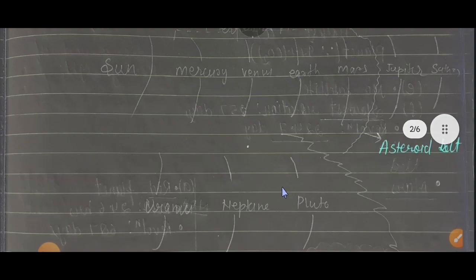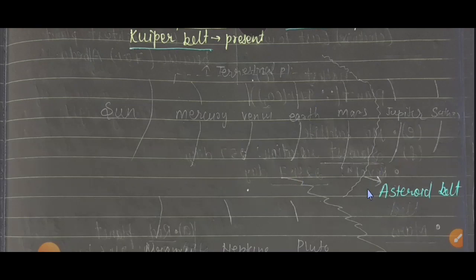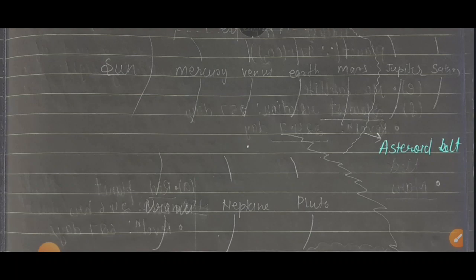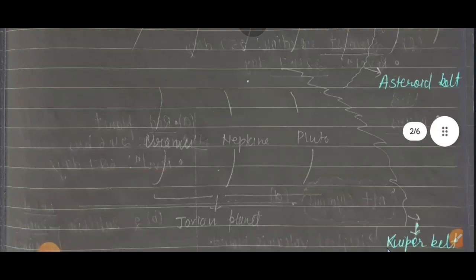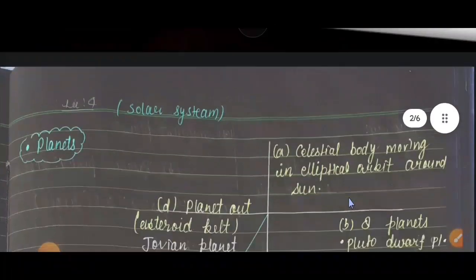So let me explain the difference between terrestrial planets and Jovian planets. This is the asteroid belt, this one is the boundary you can see. Before the asteroid belt all the planets are called terrestrial planets, and after the asteroid belt all the planets are called Jovian planets. For example, Mercury, Venus, Earth and Mars are the terrestrial planets. After the asteroid belt there are Jupiter, Saturn, Uranus, Neptune and Pluto, and after Pluto a boundary starts, this is called the Kuiper belt. I hope you got this.